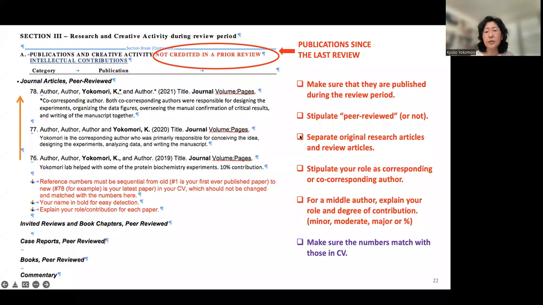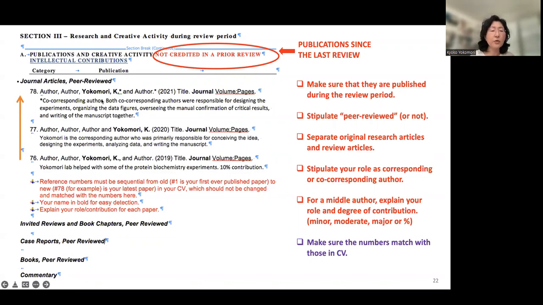Another thing is that it's really helpful for the reviewers, especially if you do basic research, if you separate and clearly mark original research articles versus review articles. We are told to number them separately, but if you already started with the same number, put them in the same list, that's fine. But just put a star mark or asterisk or something to make it clear which one is a research article and which one is a review article. That really helps the review process.